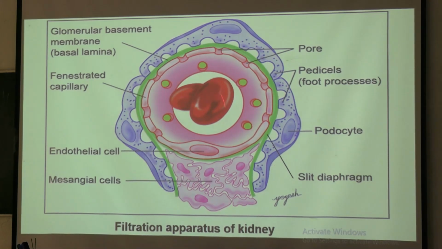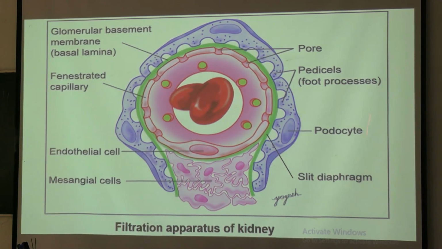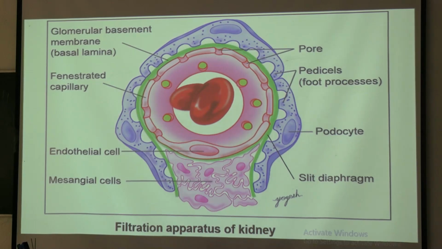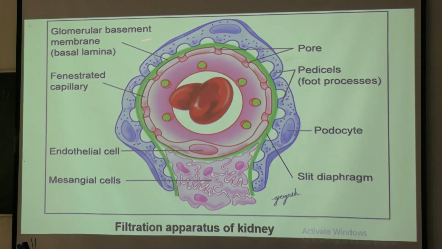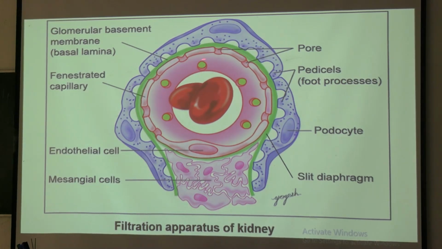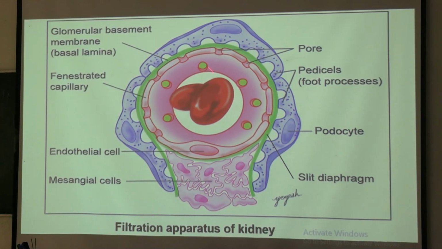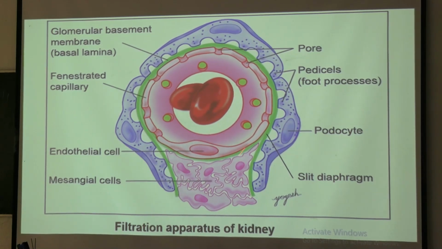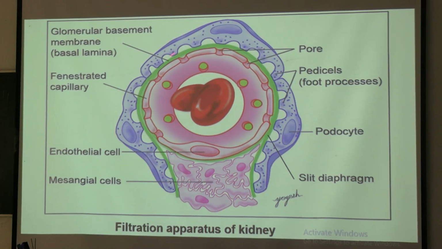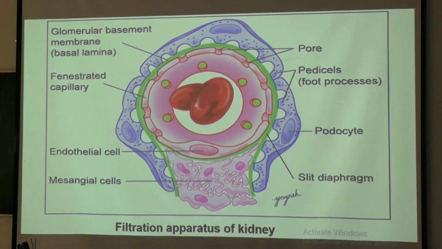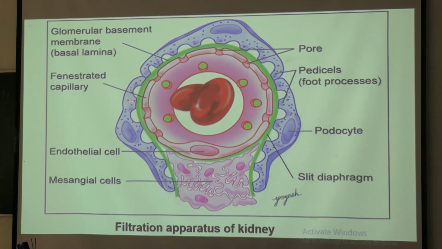So here you can see the filtration apparatus of the kidney. That is also an important short note: filtration apparatus of kidney. It consists of three layers. This is the capillary wall. We can see the red blood cell within the capillary. The capillary wall is lined by endothelial cells, which are simple squamous epithelium with flattened nuclei. After that, you will get the basement membrane, the glomerular basement membrane or basal lamina.